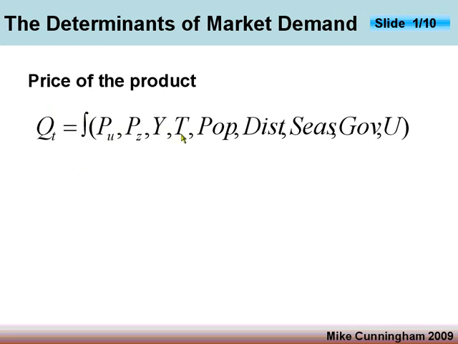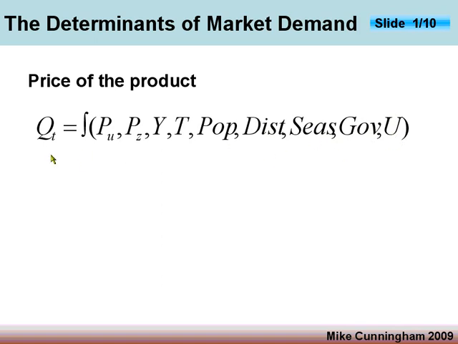income, tastes, population, the distribution of income, seasons, government influences in the marketplace, and a portmanteau term over here which could be something we've forgotten. For example, the weather might be important for some items in determining the demand.